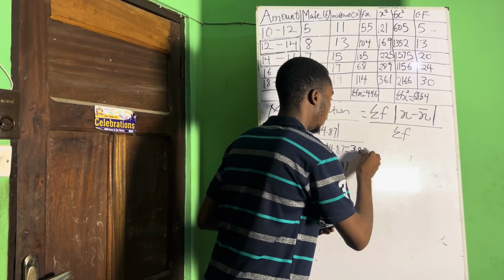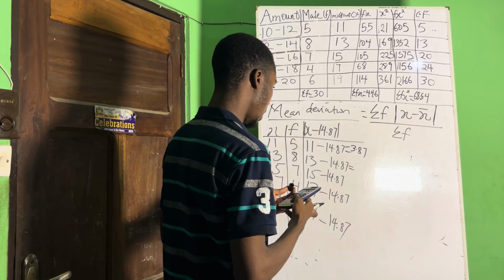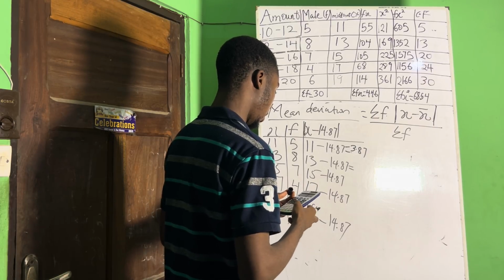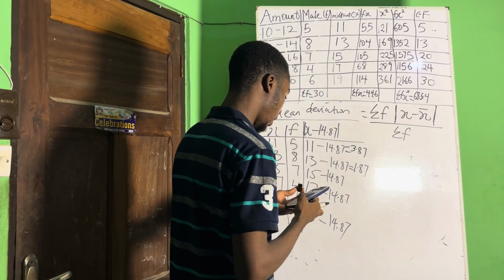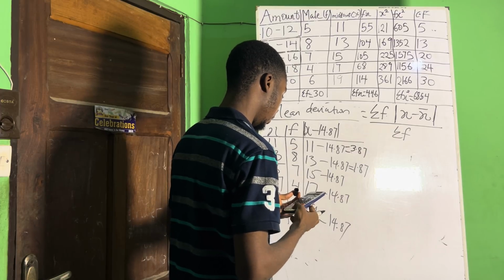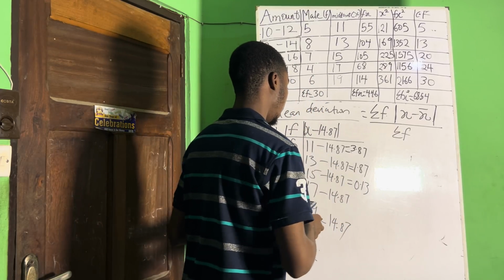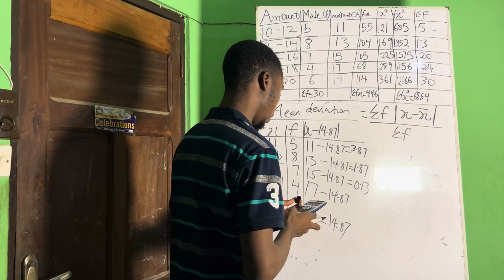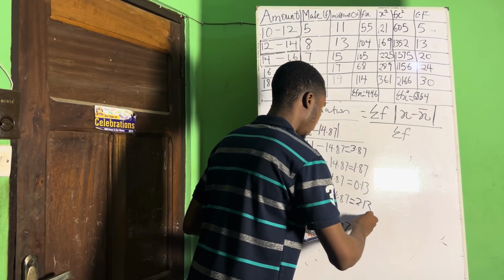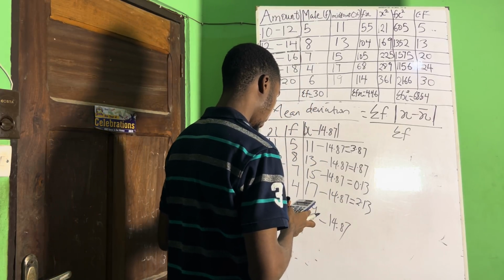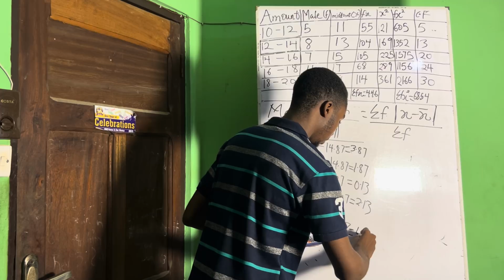So 3.87. This one, we have 13 minus 14.87. You're getting negative 1.87, but you're taking only the positive values, so 1.87. This one, you have 15 minus 14.87. So you have 0.13. This one, you have 17 minus 14.87. Then you have 2.13. Then this one, you have 19 minus 14.87. And you have 4.13.